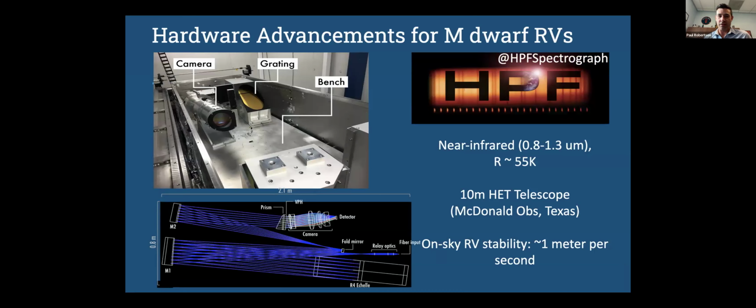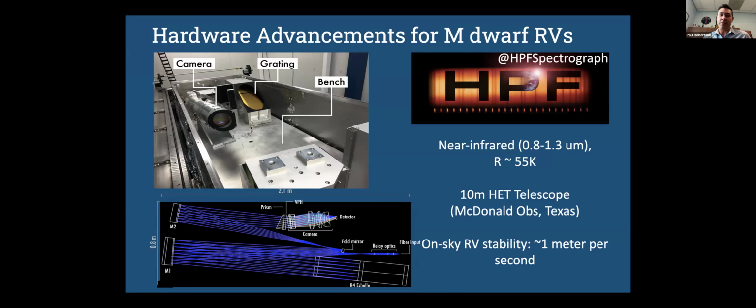So I'm part of the team that developed and is using the habitable zone planet finder on the Hobby-Eberly telescope at McDonald Observatory. This is a near-infrared, high-resolution, stabilized spectrograph, and it's leveraging the combination of infrared wavelength coverage and a large aperture, and so that's helping us simultaneously overcome the challenge that M-dwarf spectra are faint and infrared. And we've been able to get down to about a meter per second long-term stability with this instrument.